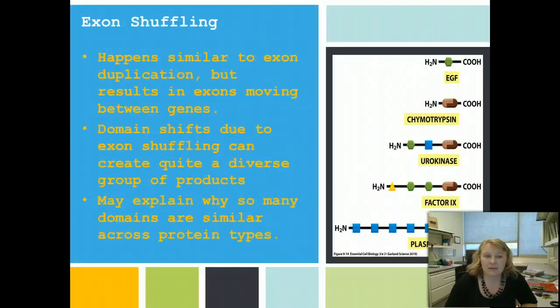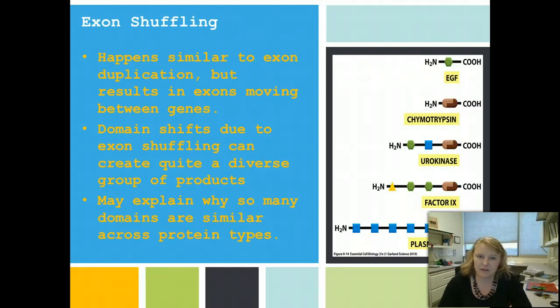So as I said, exon duplication was one thing. Now we're going to talk about exon shuffling. And this is where they move around. It's similar, but it's moving, not just copying. The domain shifts can cause a diverse group of products. So what happens is by moving it around, now the domains of the proteins are different. And this can cause a lot of different things.